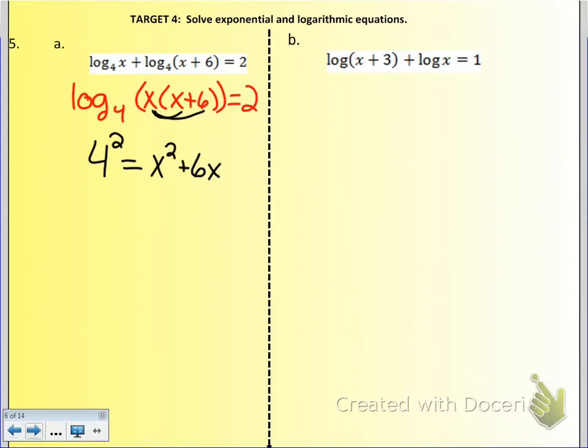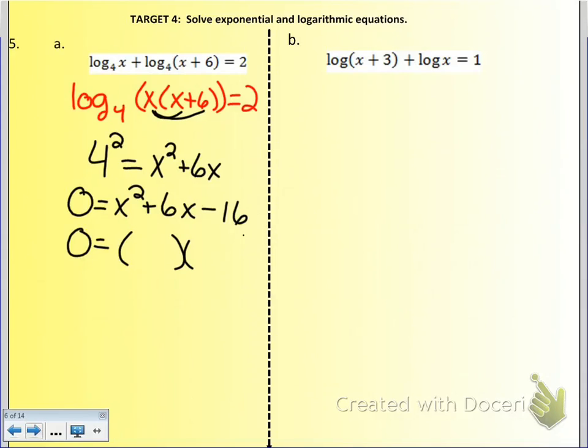We're going to get everything to one side, preferably where the x squared is positive. So I'm going to square this 4 and move it at the same time. So I'm going to end up with 0 equals x squared plus 6x minus 16.